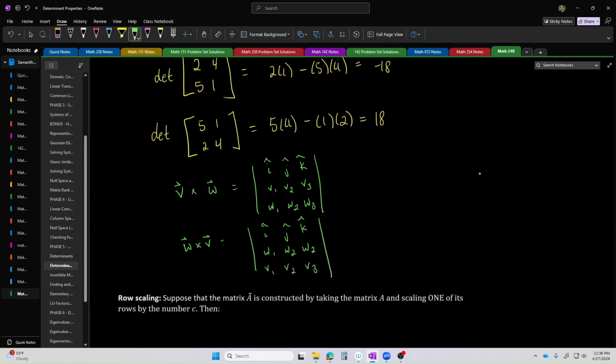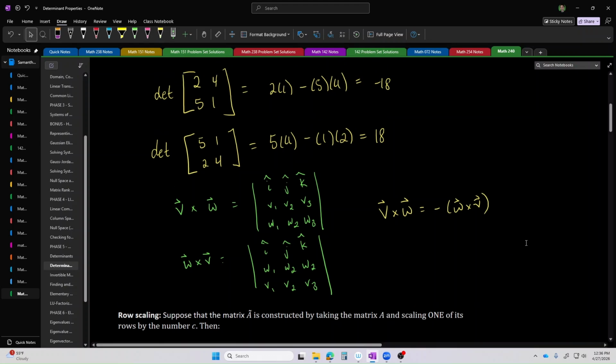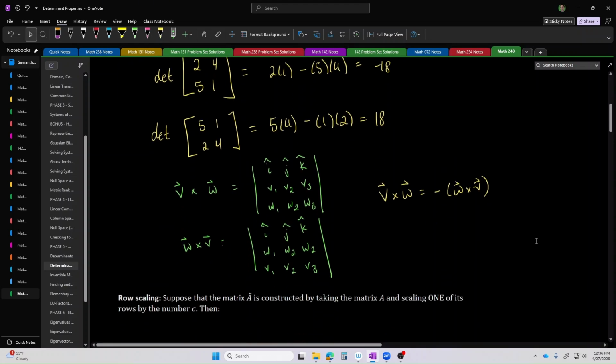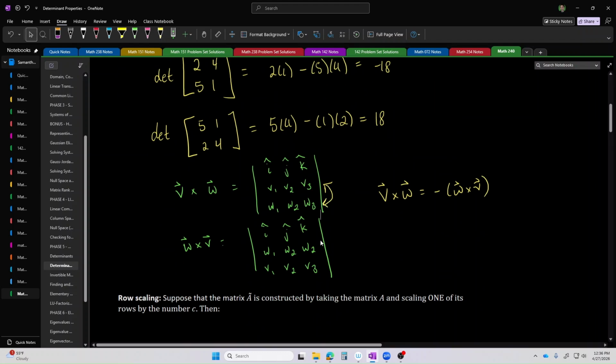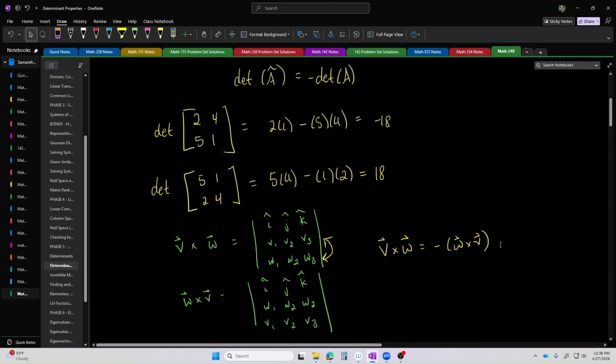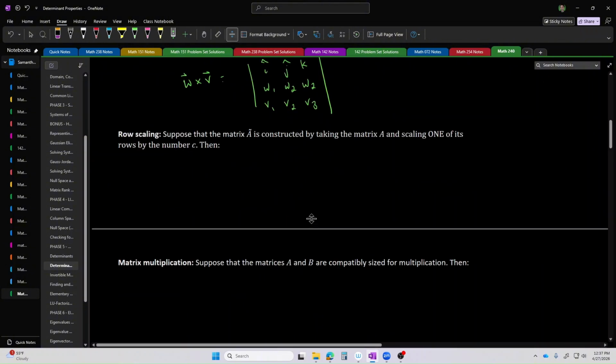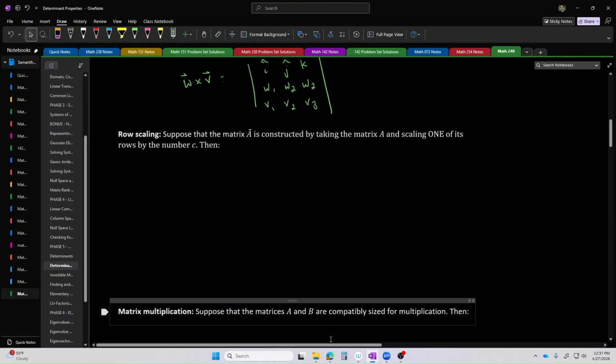And one of the properties that you learn in Calculus 3 is that the cross product, if you reverse the order of the vectors in the cross, you get the opposite result. And so that's consistent with this property that we've named up here. If you swap two rows in a matrix, the result of that determinant is going to be the negative of what it was before. Let's talk about the effect of scaling on a matrix.